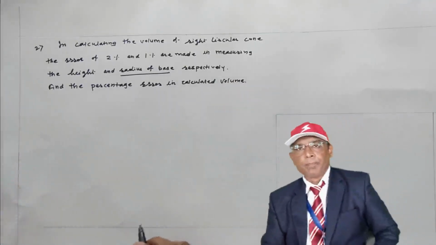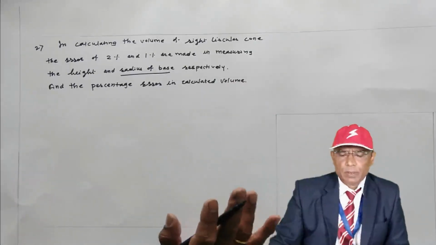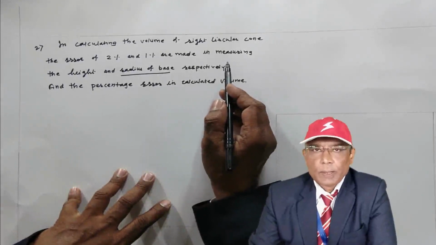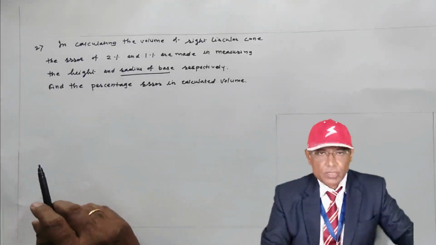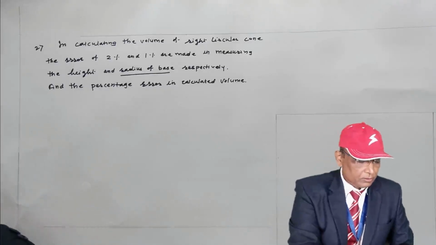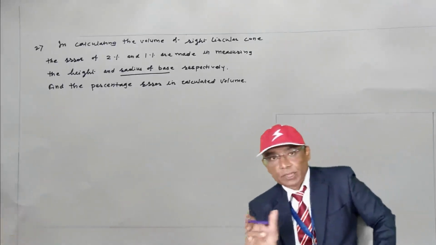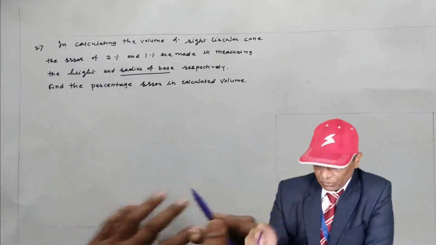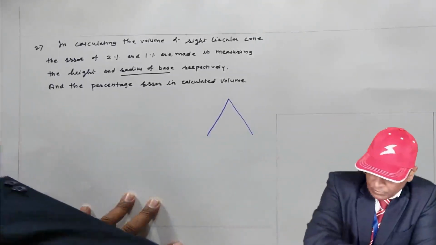Very simple. We are dealing with the right circular cone, and the base of the right circular cone is a circle. There are two variables: the radius of the base of the right circular cone, and the height of the right circular cone.